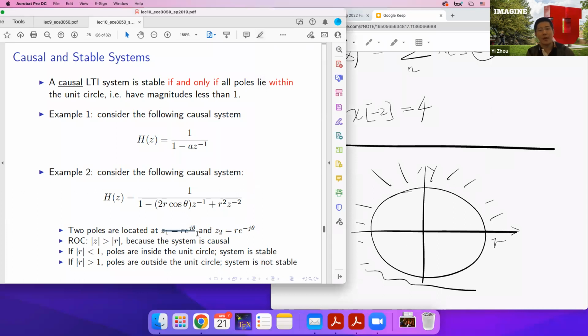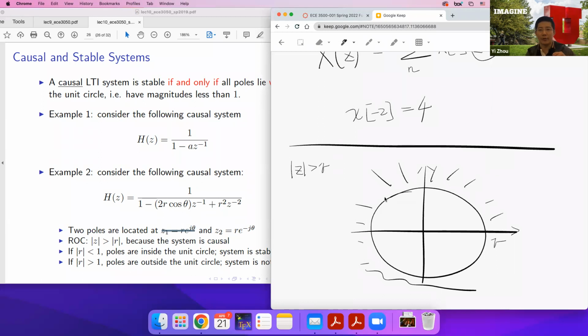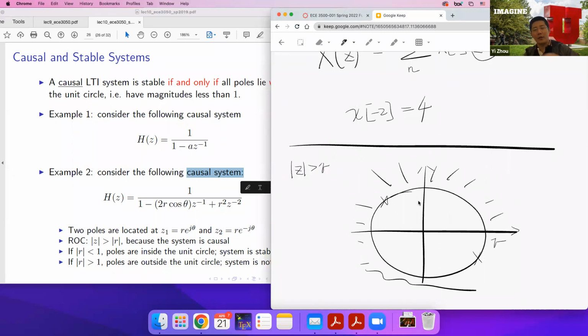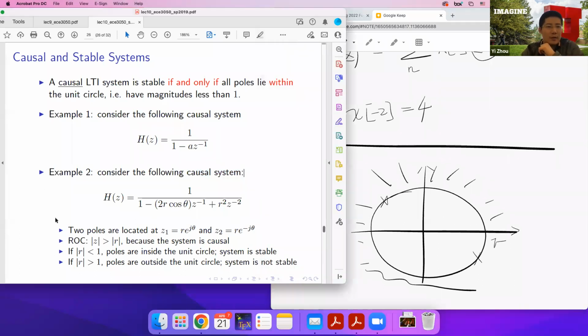Because the 2 poles are located somewhere on this circle, and the system is given as a causal system, the ROC is extending outward, and the only possibility is extending outside this circle, so that it will not include any poles. Okay, so then we know the ROC is given by this outward region.